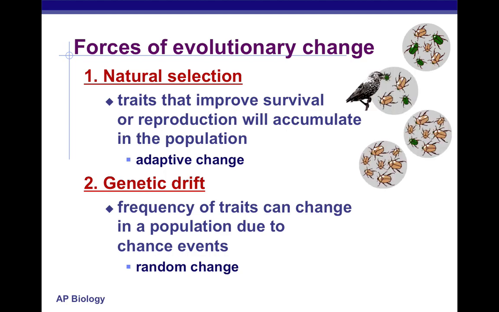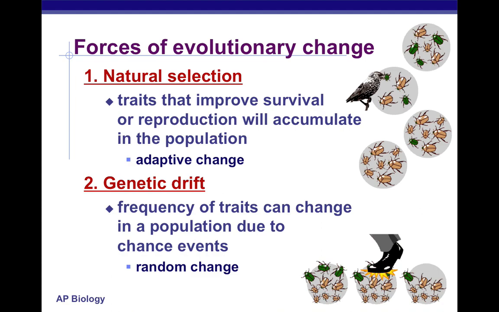Some pictures, again, just showing it here. The brown is more successful because it's probably camouflaged. The green starts to dissipate. Here, green got stepped on. More brown starts to occur in the population.